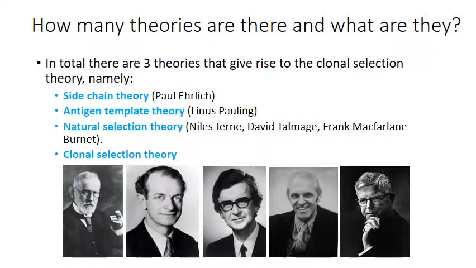In total, there are 3 theories that give rise to the clonal selection theory that we know today, namely the side chain theory by Paul Ehrlich, the antigen template theory by Linus Pauling, and the natural selection theory by Niels Jerne, David Talmage, and Frank Macfarlane Burnet. The clonal selection theory is the product of all 3 that we have stated earlier.